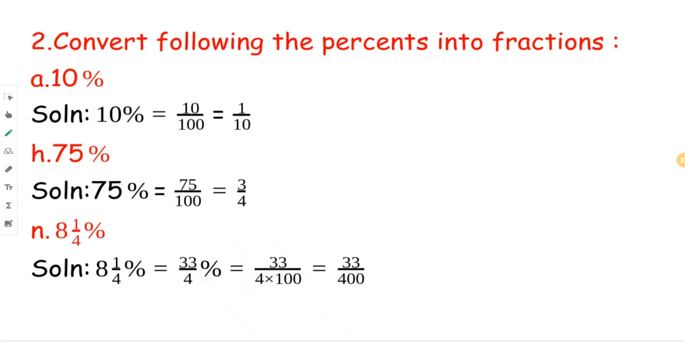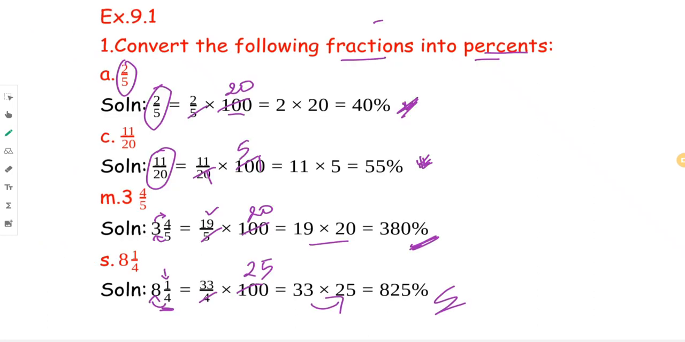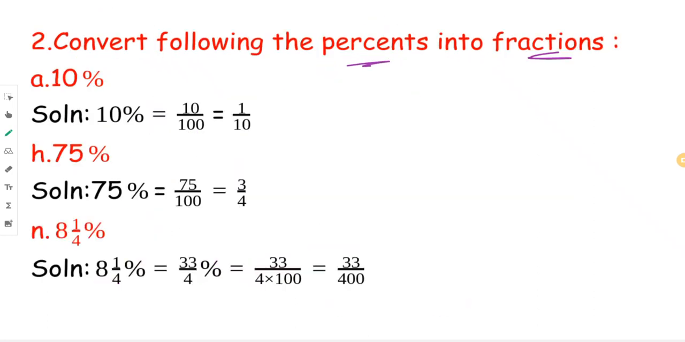Alright, question number 2. Convert the following percents into fractions. This is the opposite, right? The first question, what did we do? We converted the fractions into percent, right? But the second, we're going to convert this percent into fractions. How do you do? They've given us 10%, just divide it by 100. Clear? So I can cancel 0, 0. I'm going to have 1 by 10.